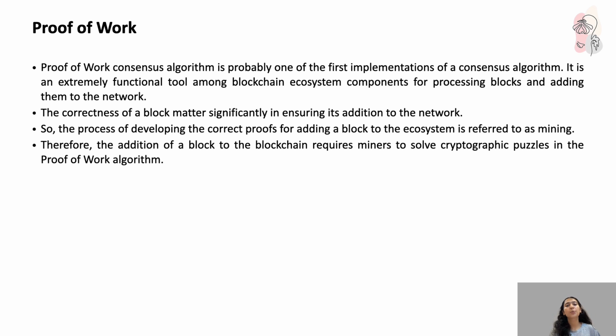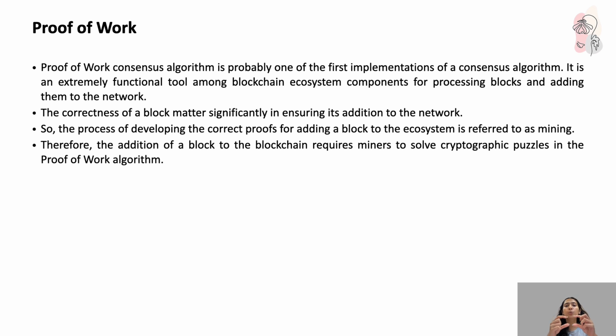So now let's start with proof of work. Proof of work was actually the first real world implementation of the blockchain consensus algorithm. To date, it remains one of the most recognizable ones. Now, why? Because it powers Bitcoin. So how does it work?